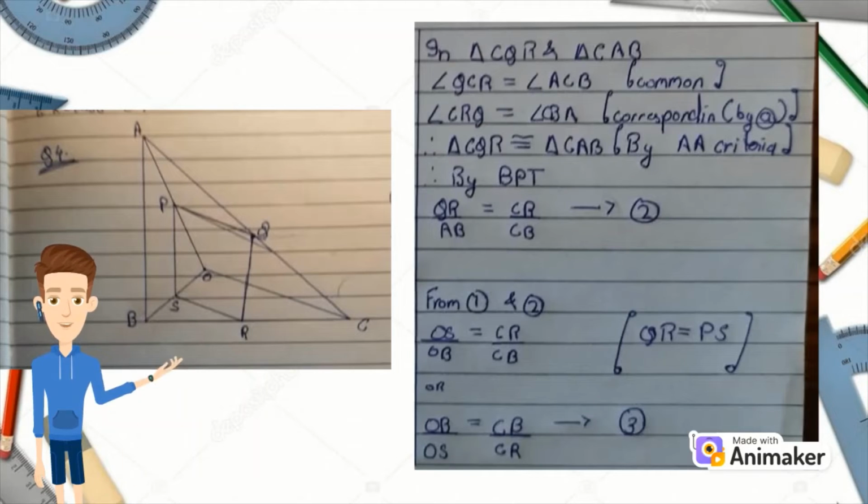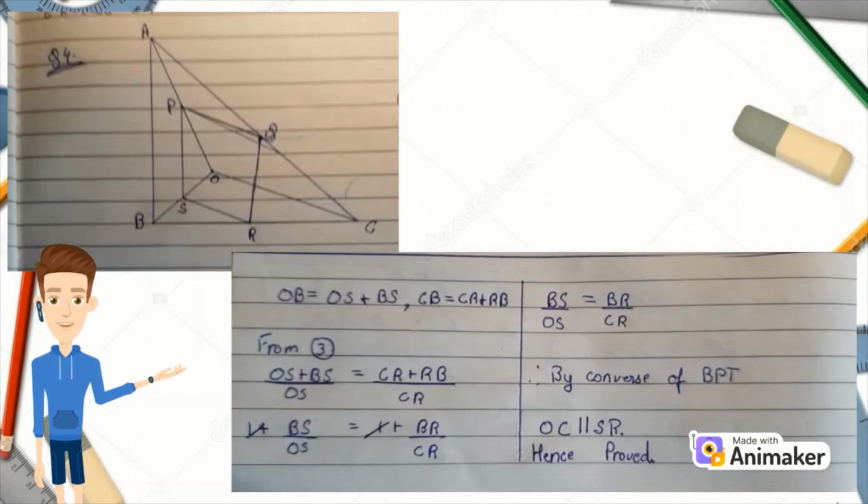Now from equations 1 and 2, we can say that OS upon OB is equal to CR upon CB as QR is equal to PS. And if we take the reciprocal of this equation, we can say that OB upon OS is equal to CB upon CR. Let this be equation number 3. Now, when we see in the figure, OB is equal to OS plus BS and CB is equal to CR plus RB.